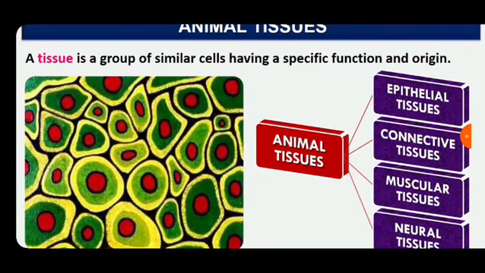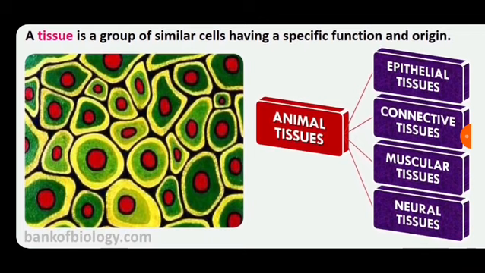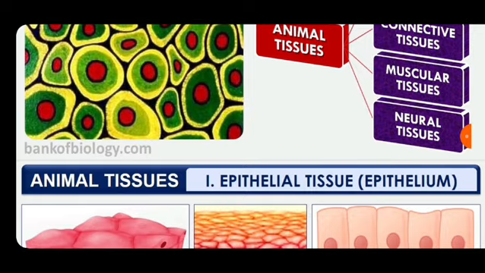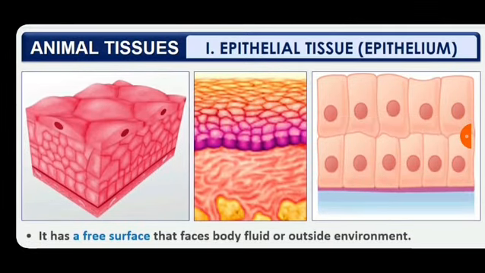As we know, a tissue is a group of similar cells having a specific function and origin. We have already studied the four basic types of animal tissues: epithelial tissue, connective tissue, muscular tissue, and neural or nervous tissue. Now let us come to the first one, the epithelial tissue.